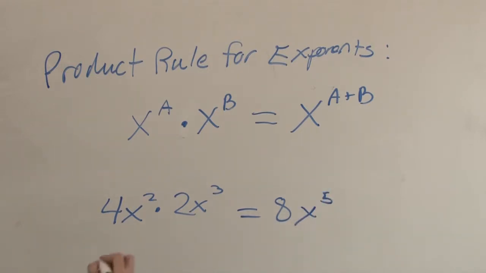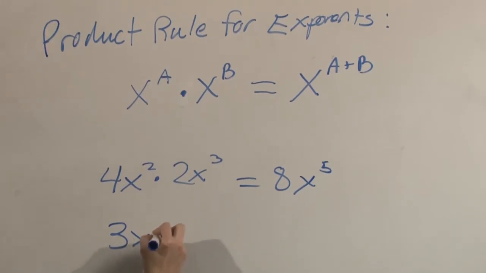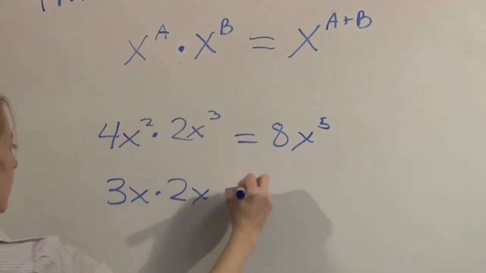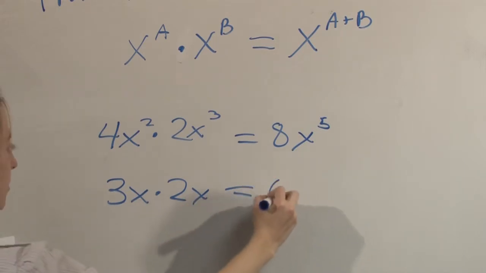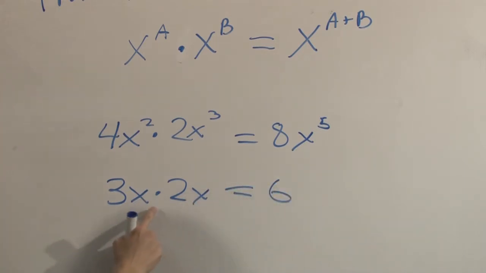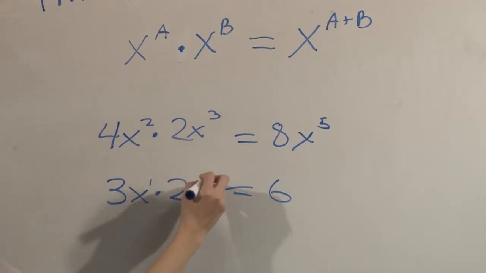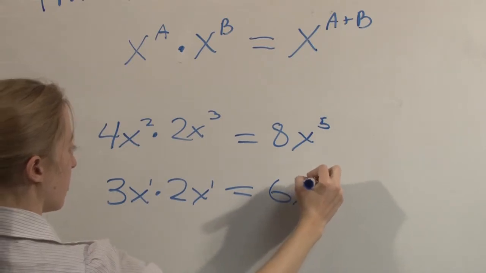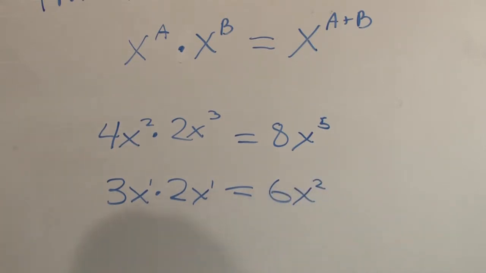If I had 3x times 2x, I would multiply 3 times 2. And then remember that x is the same as x to the 1 power, so these are like 1s. So that is going to be x squared. You could also think of it as anything times itself is squared, so x times x has to be x squared.